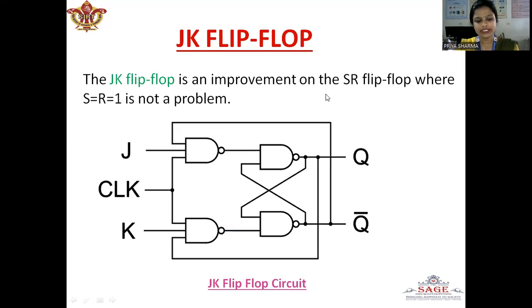Now coming to the JK flip-flop. The JK flip-flop is the improvement of the SR flip-flop. As I told you earlier, due to the undefined state in the SR flip-flop, another flip-flop is required in electronics. The JK flip-flop is an improvement of the SR flip-flop, in which S and R equal to 1 is not a problem. It is similar to the SR flip-flop. The only difference is that we use feedback in this. That is, the output is fed back to the inputs. The normal output, that is Q, is fed back to K, and the complemented output is fed back to J. Doing this overcomes the situation when S and R are 1.